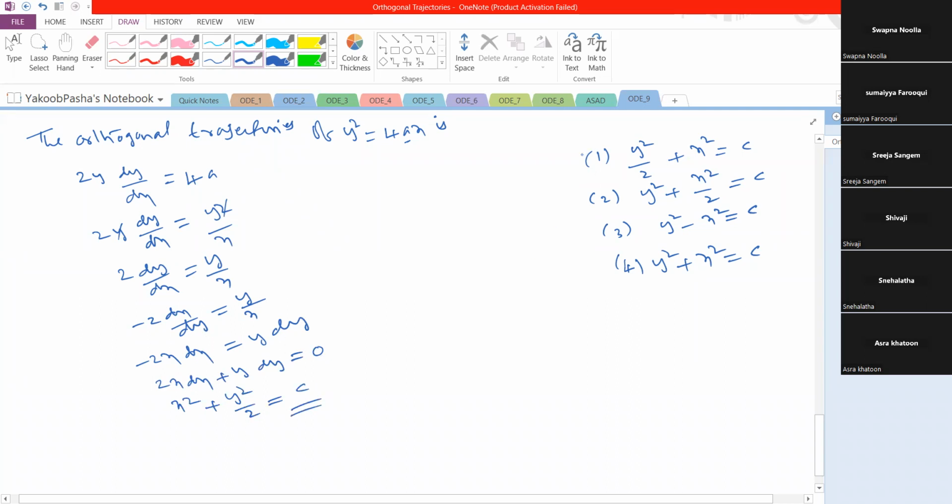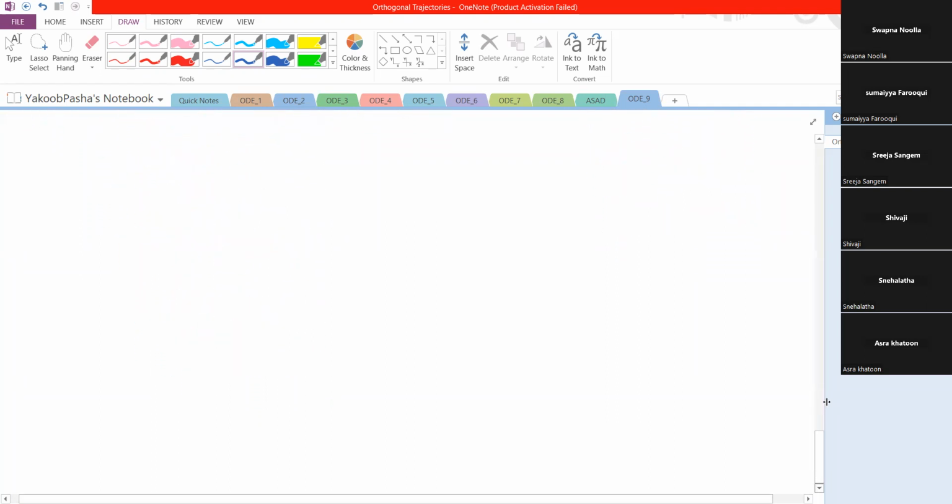So y square by 2 plus x square is equal to C is the right option. Okay. And a very recent Gurukulam DL question.